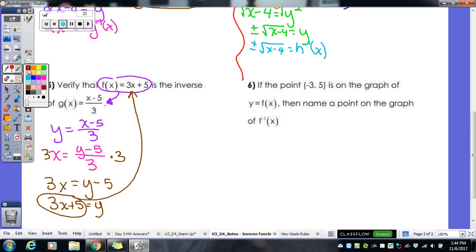And then our last question there, it says, if the point negative 3, 5 is on the graph of y equals f of x, then name a point on the graph of its inverse, f to the negative 1 of x. Since it's just the inverse, all you got to do is take this point and flip it. So a point on the inverse would be 5, negative 3.